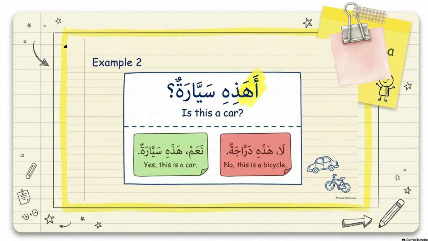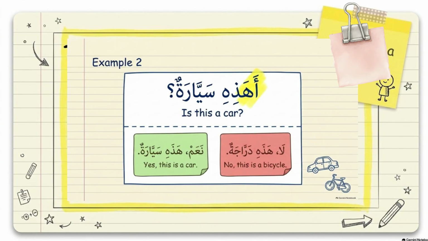The positive answer is naam, hadihi sayara. And the negative answer is la, hadihi daraja, meaning no, this is a bicycle. Now, this is a perfect time to highlight another really common mistake. Students sometimes mix up the genders and say, ahada sayara. But remember, sayara is feminine, so it absolutely must pair with the feminine word for this, which is hadihi.